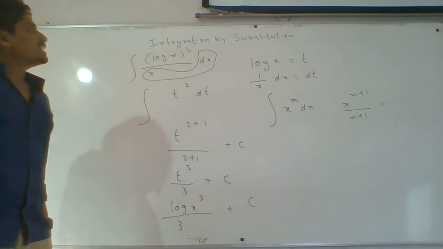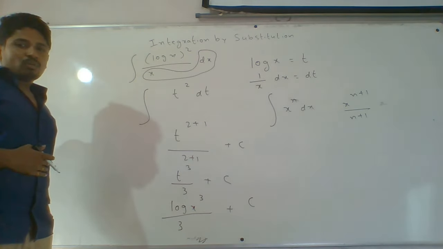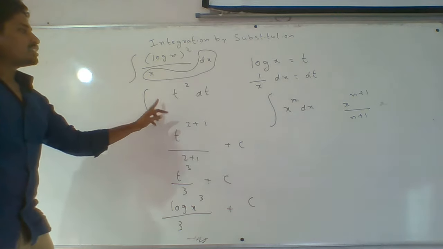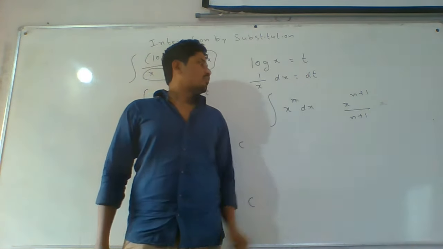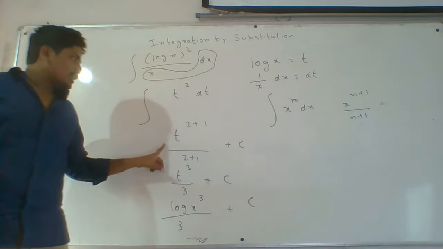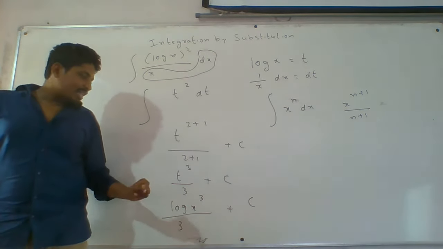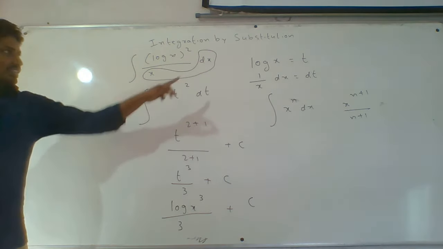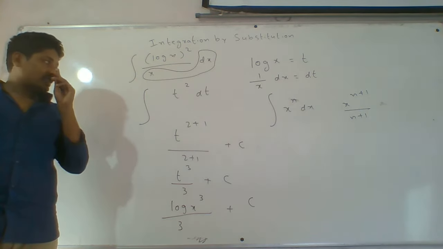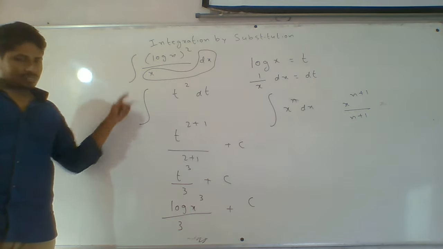See the steps here. We considered log x as t and converted the total function in terms of t. What is the reason for converting? It is easy to integrate. After converting, it was of the form integral x power n dx. The formula is x power n plus 1 by n plus 1, so for t power 2 dt it is t power 2 plus 1 by 2 plus 1. Since the question was in terms of x, we convert the answer back in terms of x using the given relation. After applying the integration, the operator will vanish and c will come.